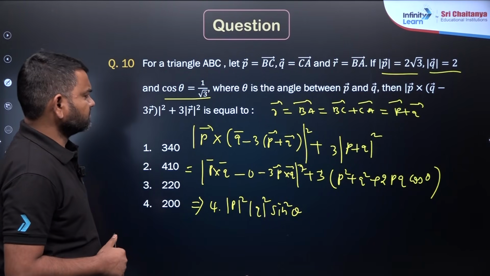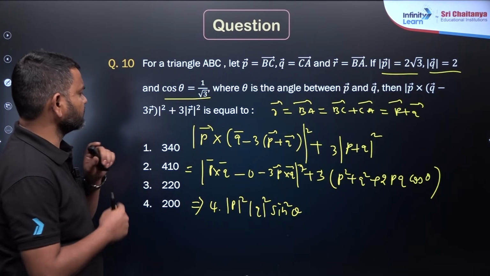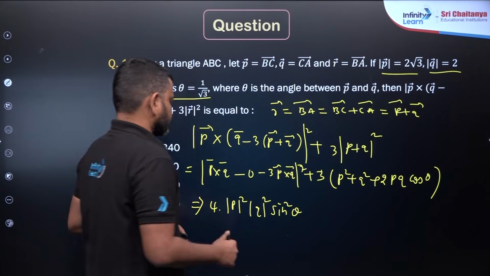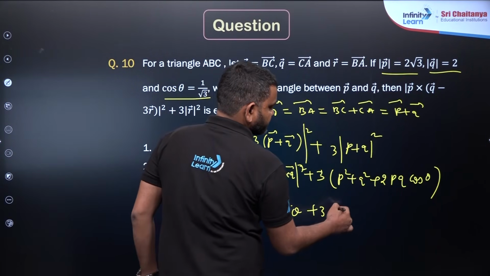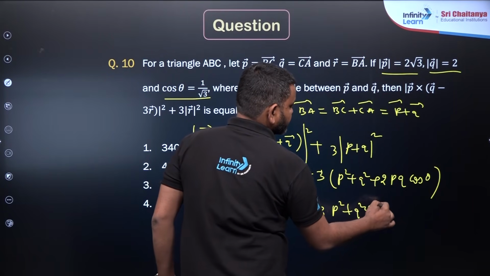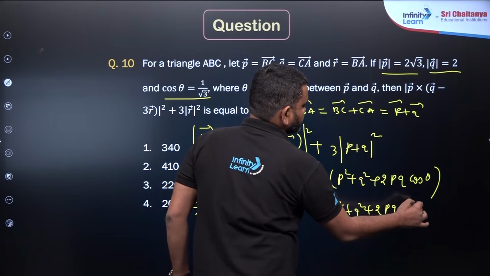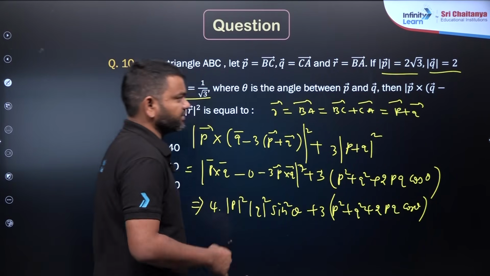and there it is P plus Q whole square, here P cross Q, okay, that is the difference there. Then 3 times of P square plus Q square, then 2 PQ cos theta, or A dot B you can write, P dot Q you can write.